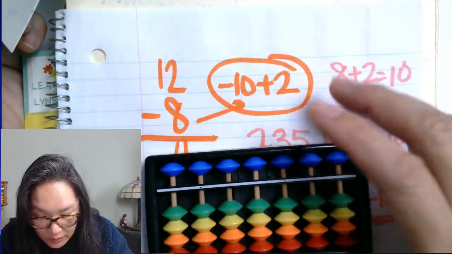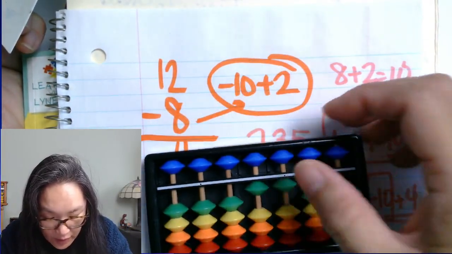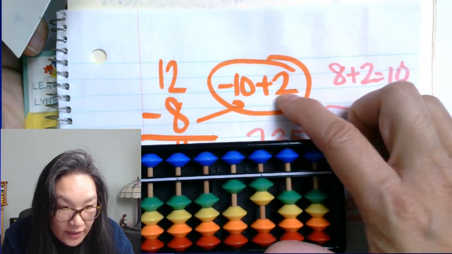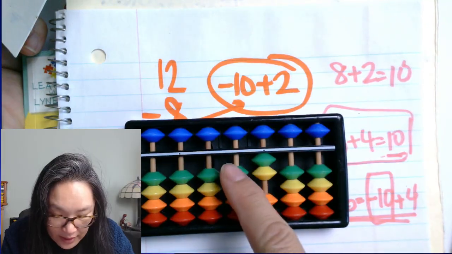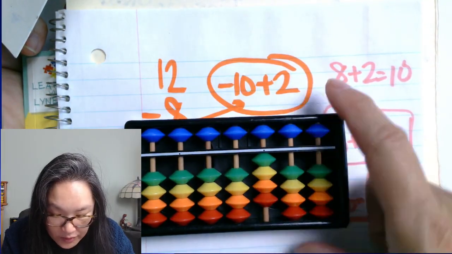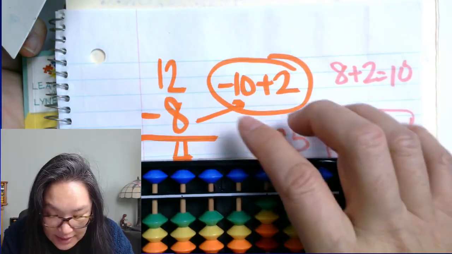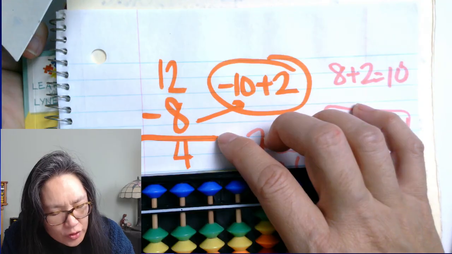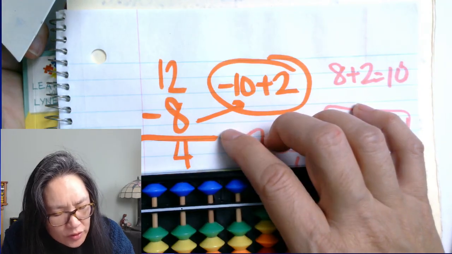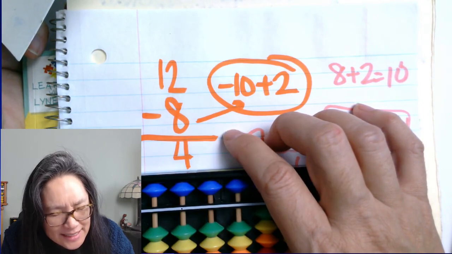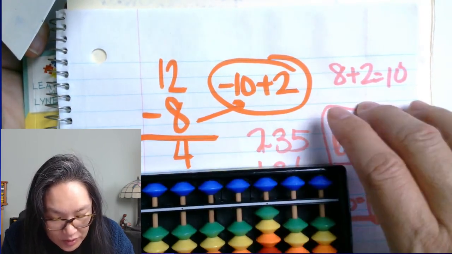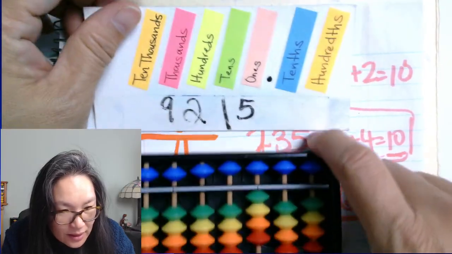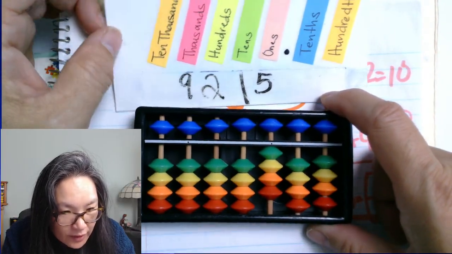So going back to this one, right? I have 12, and I take away 8. I know if I take away 8, I have to minus the 10 and then add the 2. So then my answer is 4. This is an easy problem. But to show you how it is easy to work with, then you can make it into bigger problems. Does that make sense?